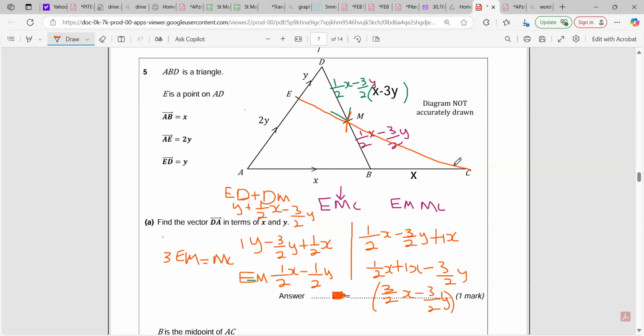Once one is a scalar multiple of the other, meaning you can multiply one of them to get the next, it means that it is collinear, it's a straight line.